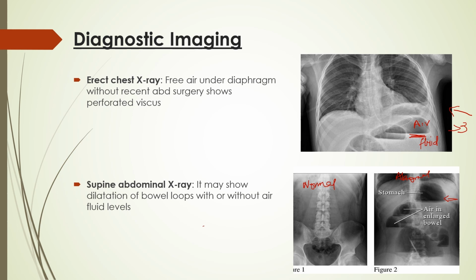Basically, this intestinal loop over here is quite enlarged, and we can see multiple points where there's a lot of air inside the intestine. This indicates intestinal obstruction.